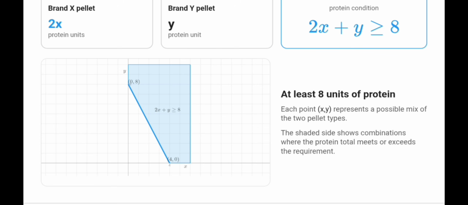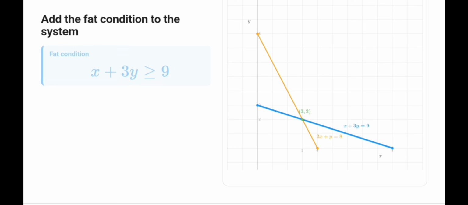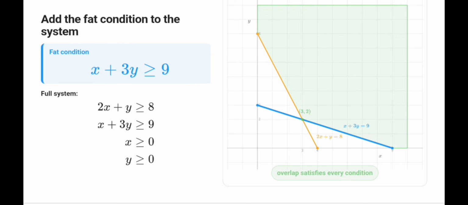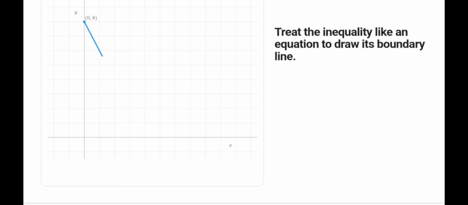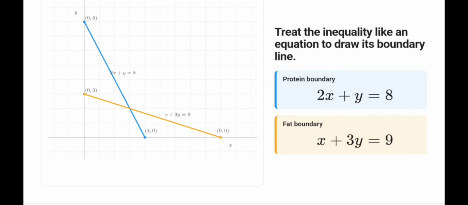If one pellet type gives 2 units of protein and 1 unit of fat, while the other gives 1 unit of protein and 3 units of fat, then the protein condition is 2x plus y is greater than or equal to 8. The fat condition is x plus 3y is greater than or equal to 9. So the full system includes the protein condition, the fat condition, x greater than or equal to 0 and y greater than or equal to 0.